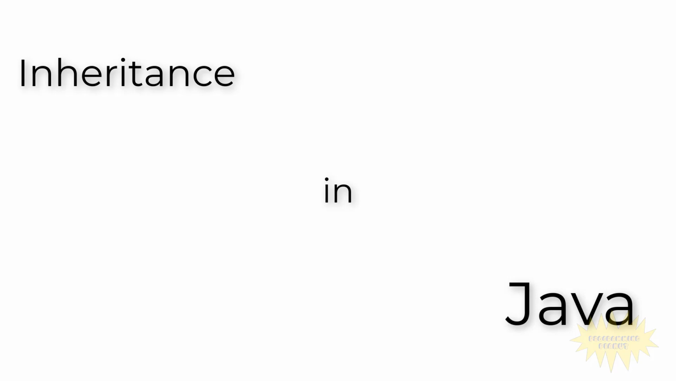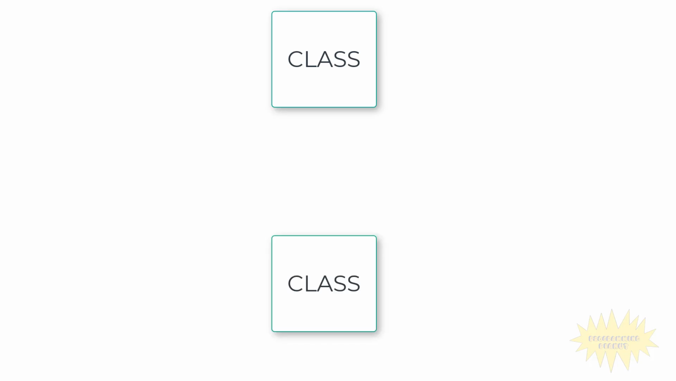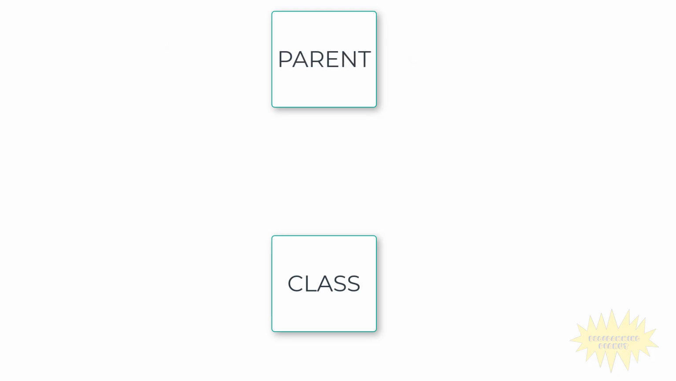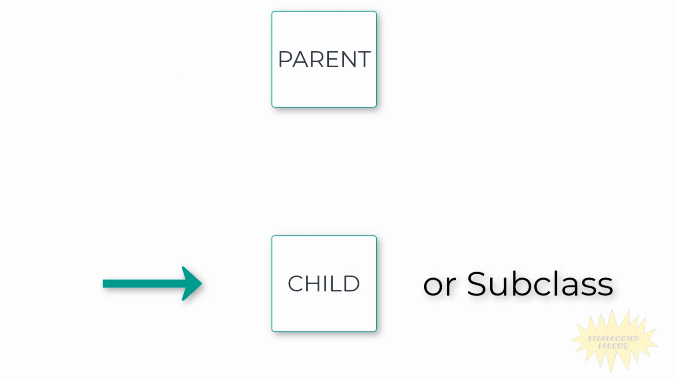Inheritance is a concept in object-oriented programming where one class can pass down properties to another class. These properties include things like methods and fields. The class that's passing the properties over is usually called either the parent class or the superclass, and the class that is receiving or inheriting these properties is called either the child class or the subclass.